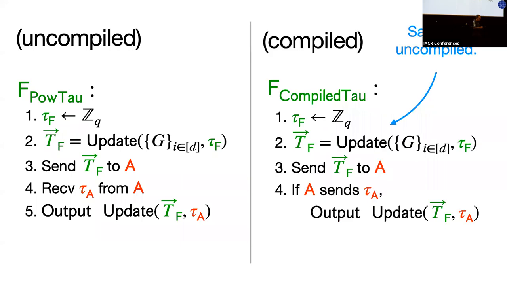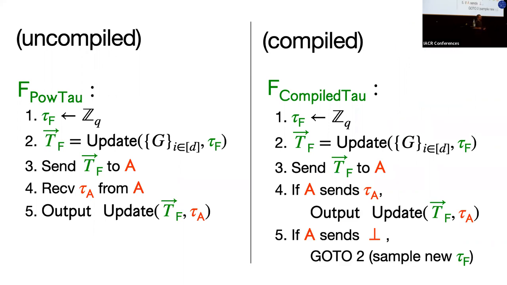Now, when you take the protocol and you put it through our compiler, the functionality that it realizes at the end is actually relatively similar. In fact, it starts out pretty much the same. But at the end, the adversary gets an additional option. Instead of sending a multiplicative share of tau, it could instead send a special symbol that tells the functionality that it rejects this partial SRS that the functionality has proposed.